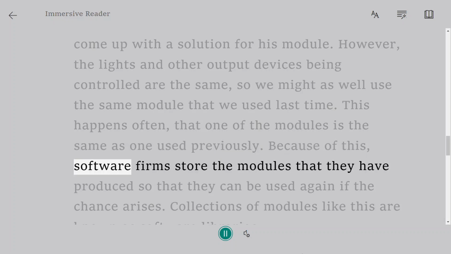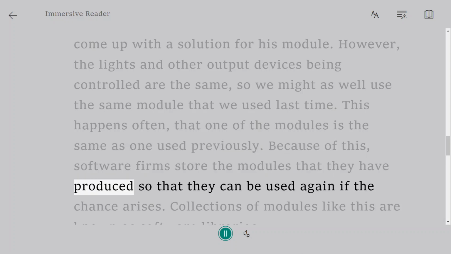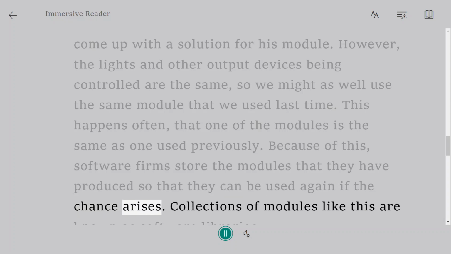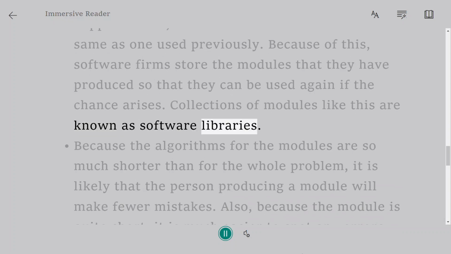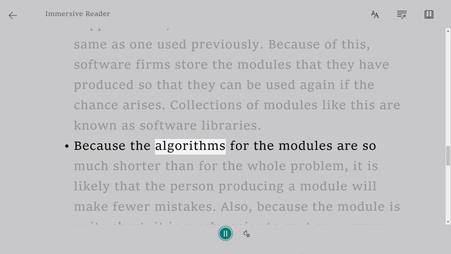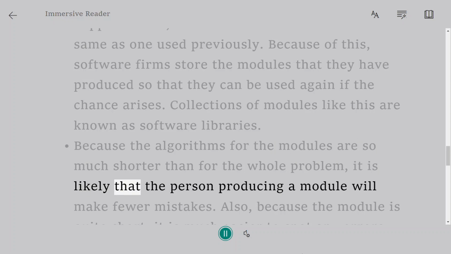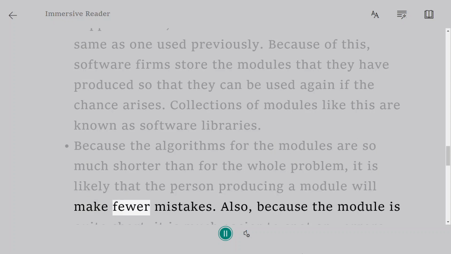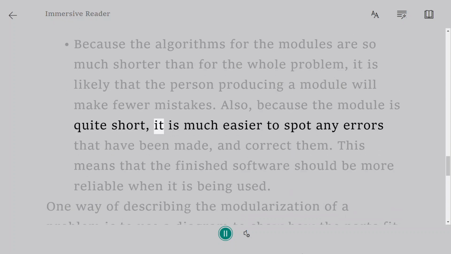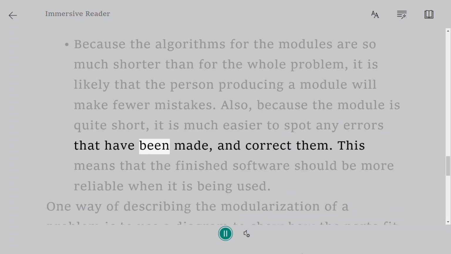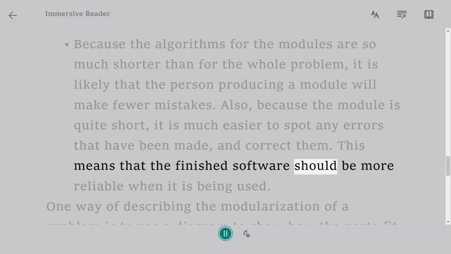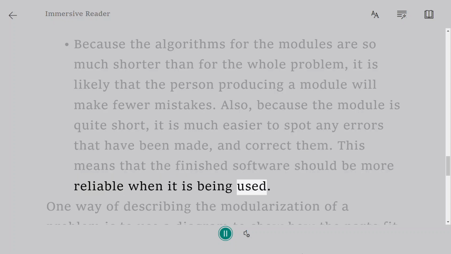This happens often, that one of the modules is the same as one used previously. Because of this, software firms store the modules that they have produced so that they can be used again if the chance arises. Collections of modules like this are known as software libraries. Because the algorithms for the modules are so much shorter than for the whole problem, it is likely that the person producing a module will make fewer mistakes. Also, because the module is quite short, it is much easier to spot any errors that have been made and correct them. This means that the finished software should be more reliable when it is being used.